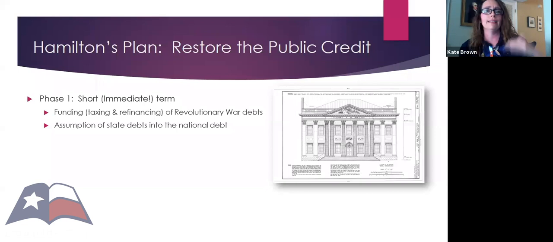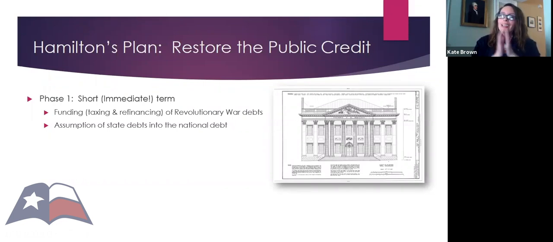Hamilton has two big reasons for wanting his assumption of state debts to be part of his plan. The first has to do with the administration of the debt. Hamilton is a superb administrator. He's very good. And he knows that when he is in charge, everything will work smoothly. And by everything, I mean, when tax revenue comes in, it will be earmarked to go out the door to pay the interest to all of the creditors. And the interest will be paid regularly, in full, on time. That certainty of the schedule, Hamilton in charge will guarantee it.